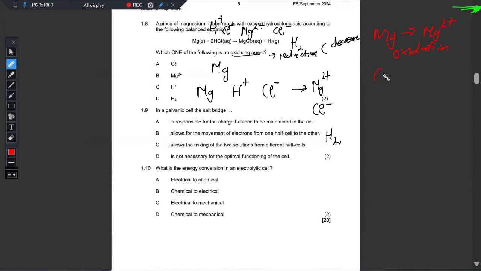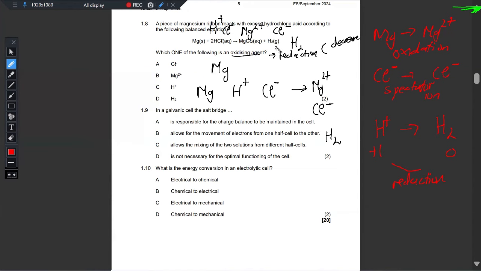Now, with Cl, I have Cl- on this side, and then Cl- also on the other side. So this is just a spectator ion. So it's still the same. The oxidation number is the same on the left and on the right. Let's look at H+. We have H+ going to H2. Oxidation number here is +1, but the oxidation number of a diatomic molecule is 0. Now here we see a decrease in oxidation number, which means that this is reduction.